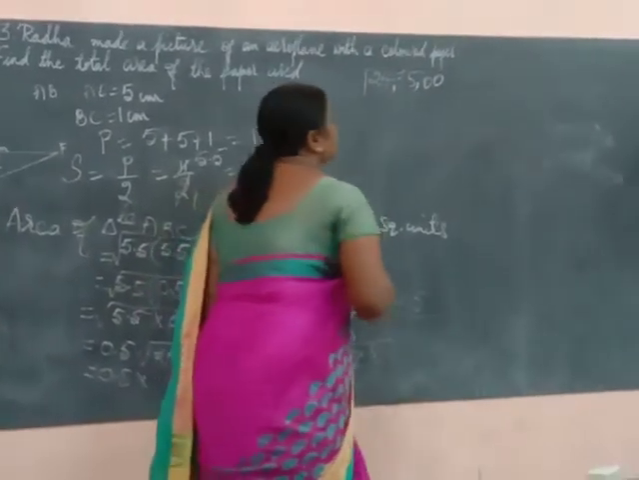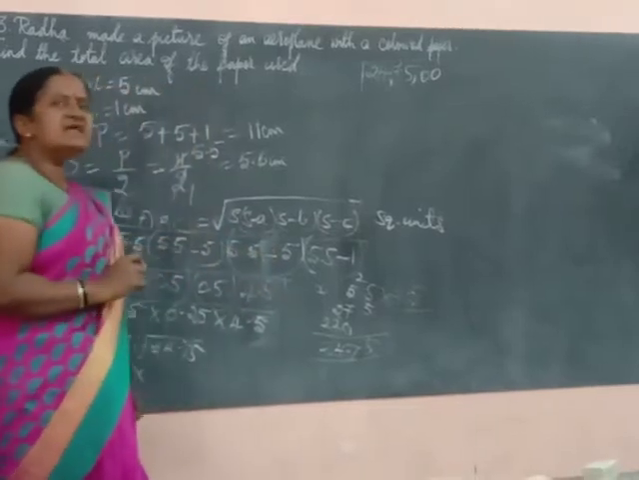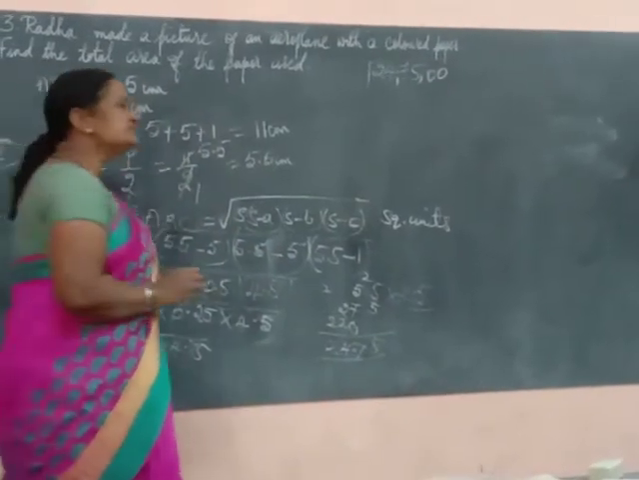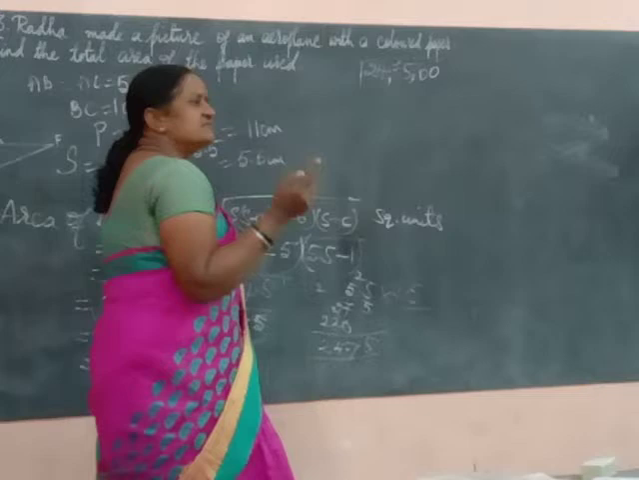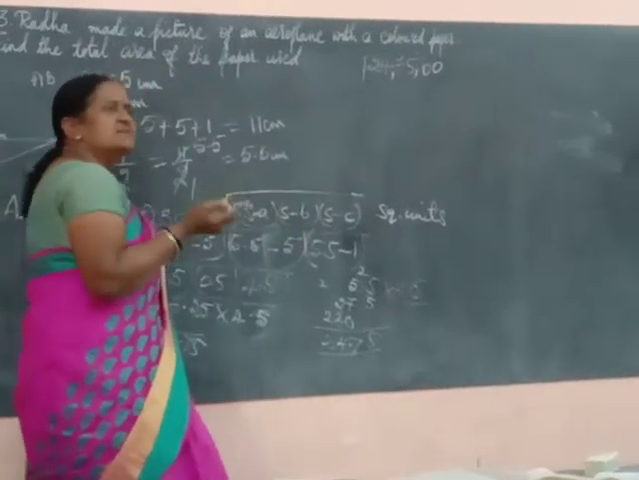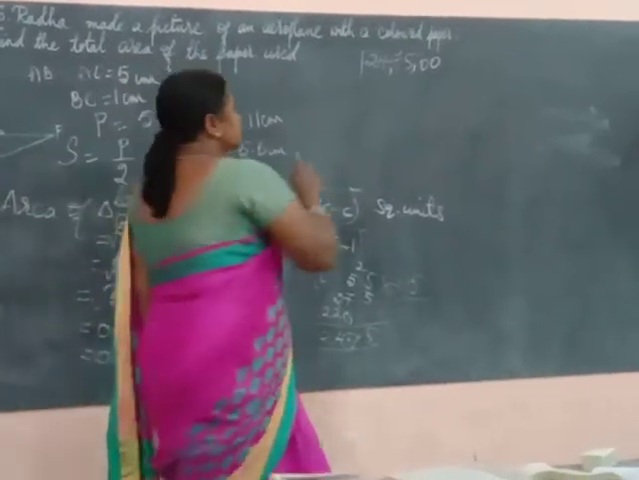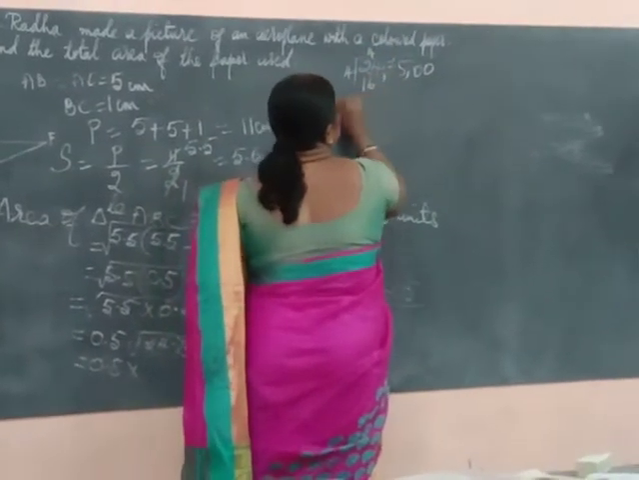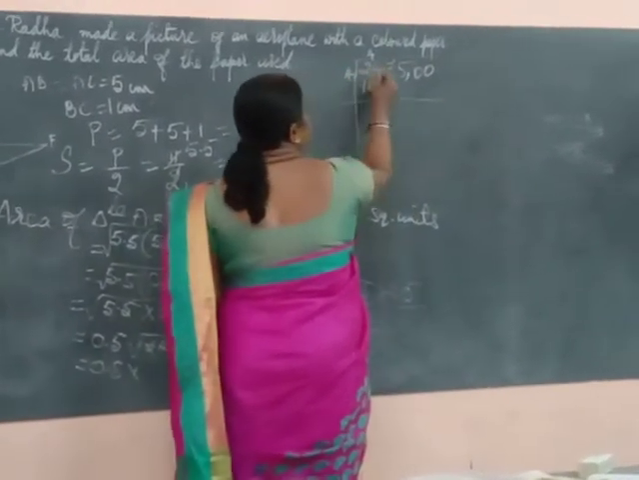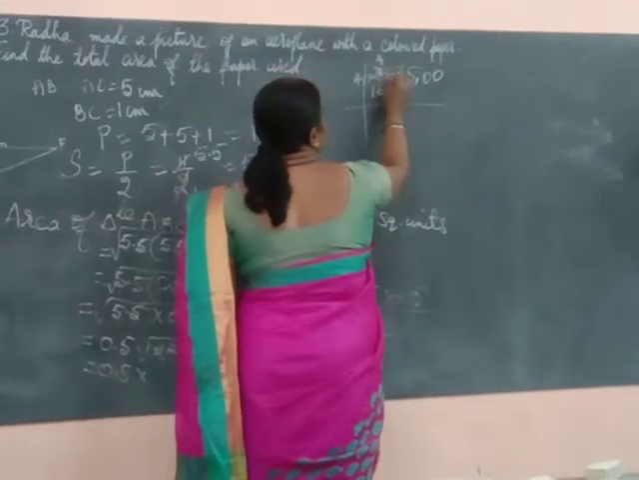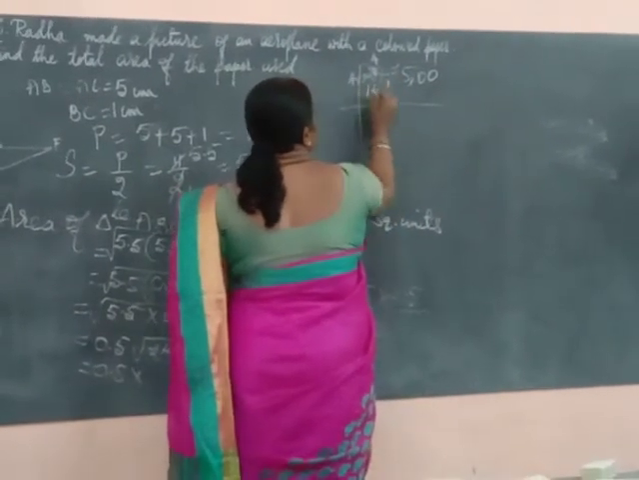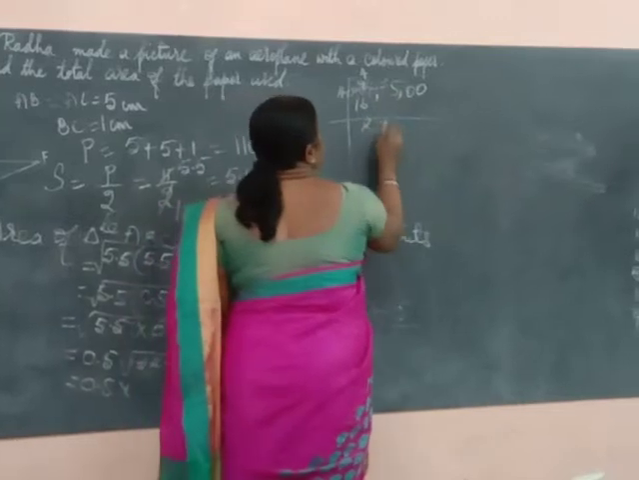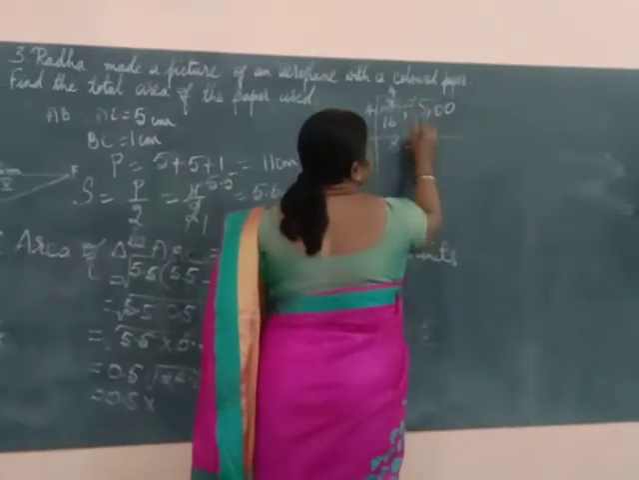For 24, what is the nearest square number? 4 4s are 16. 5 5s are 25. You cannot take that because 24 is there. So 4 4s are 16. You take 16. What do you get here? 14. Correct? 14 minus 6 is 8. 1 minus 1 is 0. Okay. Now let us take this 75.